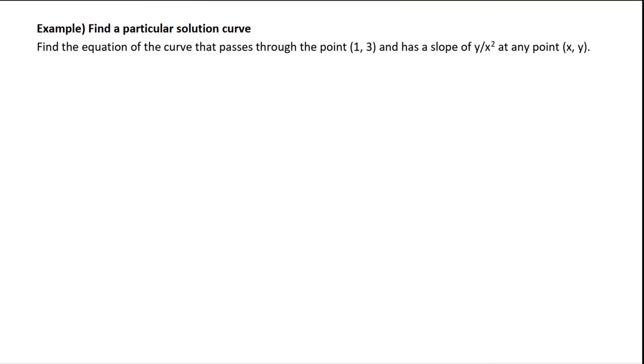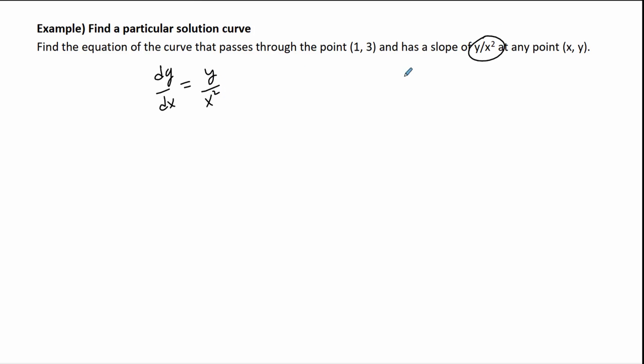Last one. Find a particular solution curve. Find the equation of the curve that passes through the point 1, 3 and has a slope of y over x squared at any point x, comma y. So because it has a slope of y over x squared, that means we know that dy over dx is, oh my gosh, dy over dx. Is that what I had at the beginning? I don't remember now. Y over x squared.